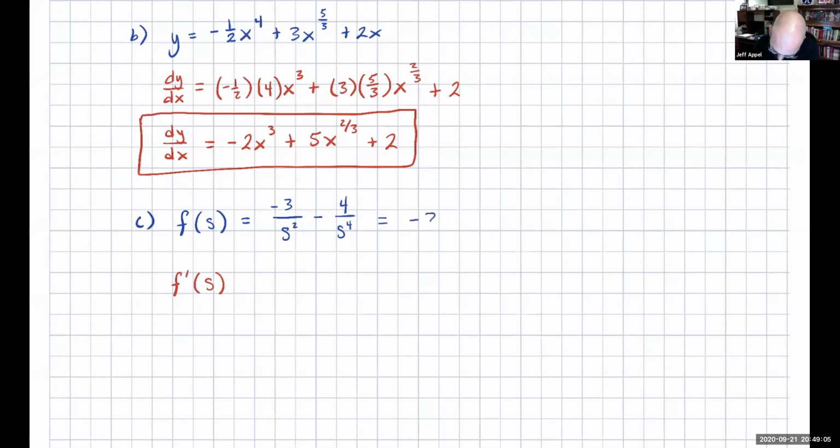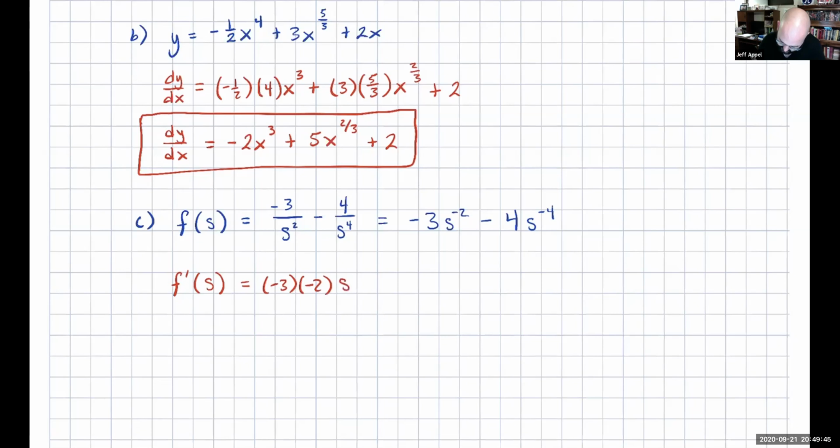So you have -3, and instead of dividing it by s squared, I'm going to multiply it by s to the -2. Remember, if you change the sign on your exponent, you can move things from numerators to denominators and vice versa. And then this is going to be -4 times s to the -4. Okay, so we are now going to take the derivative this way because now the power rule, I think, is a little bit more obvious. So you have the -3 out front, and you're going to bring the -2 to join the -3.